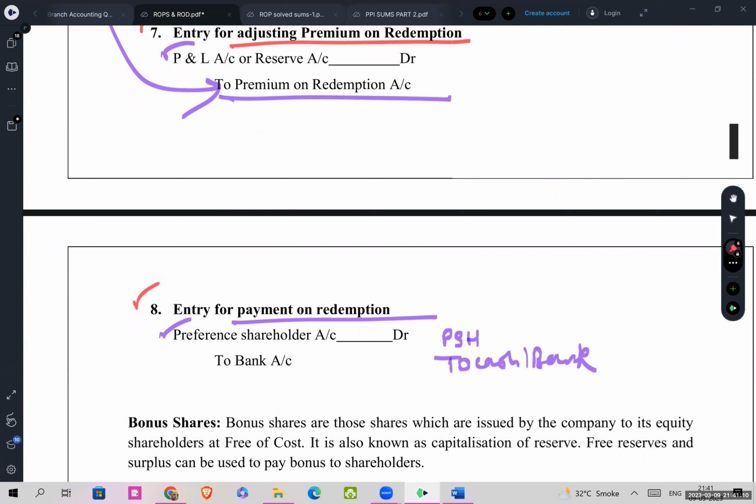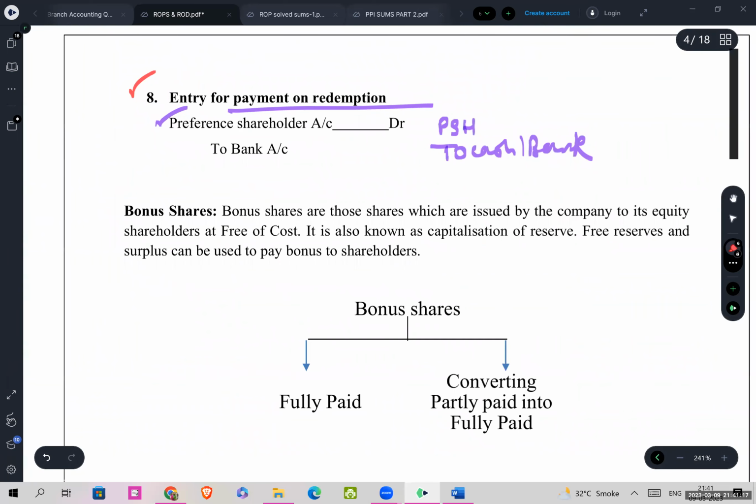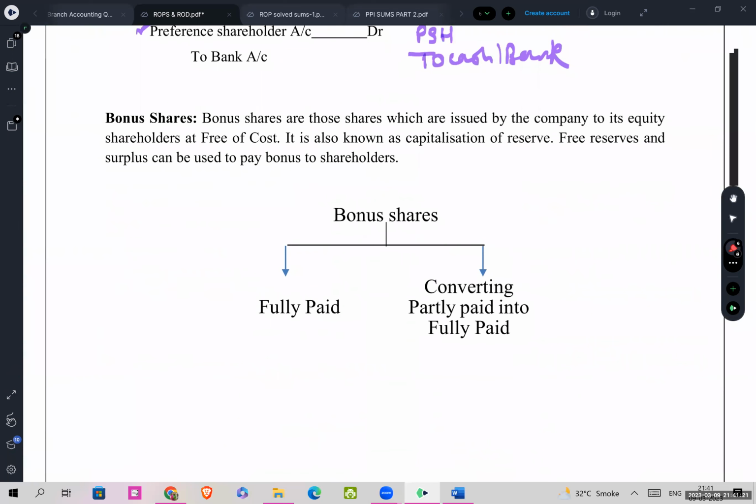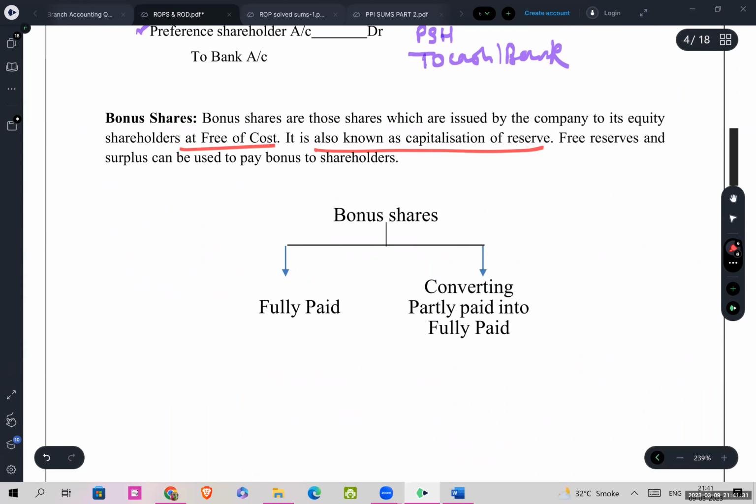So according to the question, you are going to start with the steps as per section 55. Now here comes the bonus shares. Bonus shares are those shares which are issued by the company to its equity shareholders free of cost. You're not charging anything for that, right? So it is known as capitalization of reserves. Free reserves and surplus are used to pay bonus to shareholders.